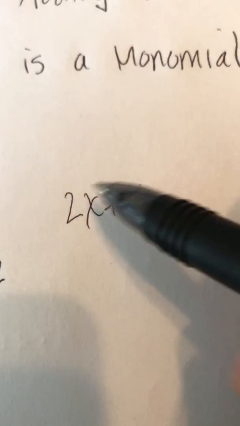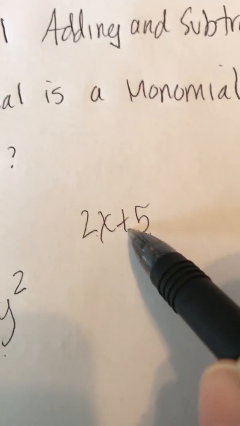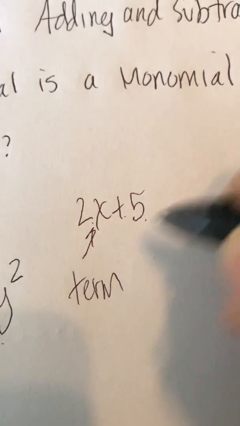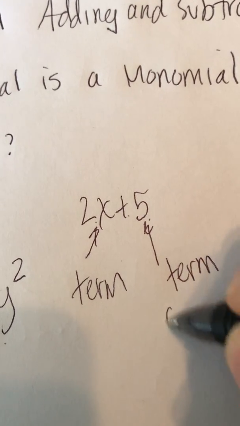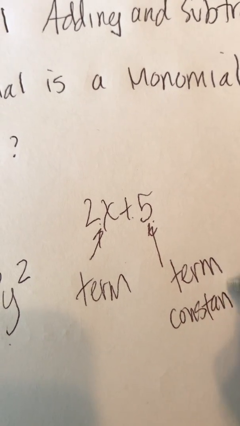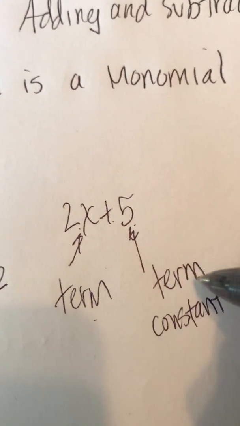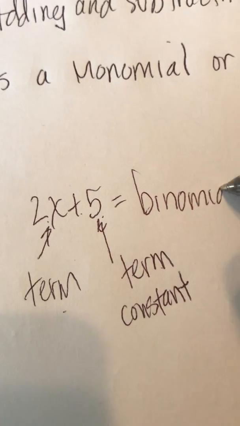2x plus 5. That is a polynomial. It's not a monomial. It's actually two monomials that are being added together. This is called a term, and this is called a term. In fact, 5 is a special kind of term that we call a constant. It has no variable, so it doesn't vary. So this is a polynomial with two terms. This type of polynomial is actually called a binomial.